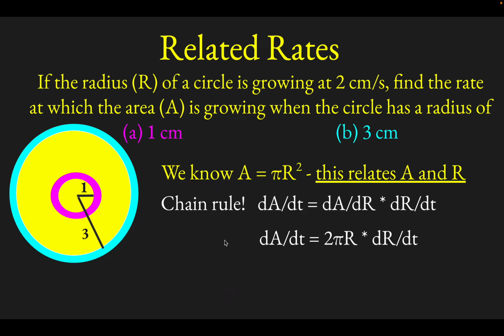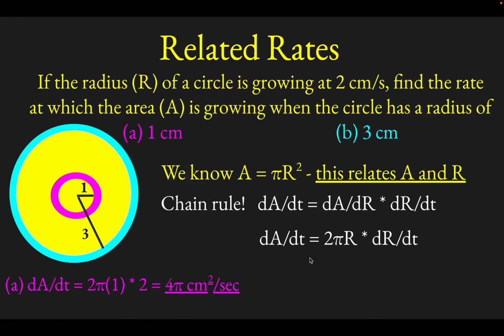So let's do part A. dA/dt is going to be 2 pi times the radius of 1 centimeter for part A, and then times dr/dt, which is just going to be 2 throughout this whole problem. And you can see when you multiply all this together, you'll get 4 pi centimeters squared per second of additional area. That's the rate at which we're accumulating area when the circle only has a radius of 1 centimeter.